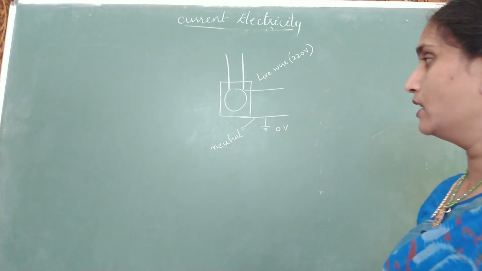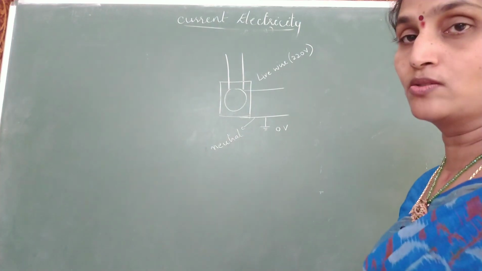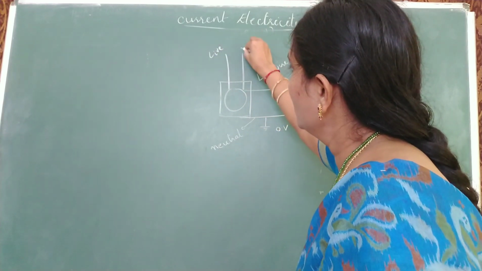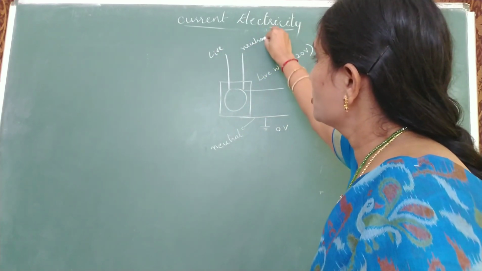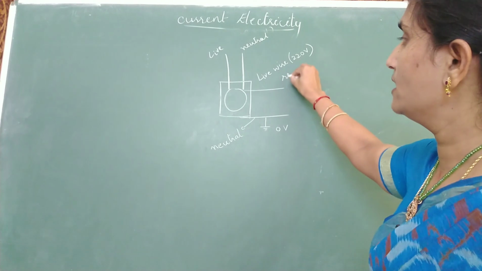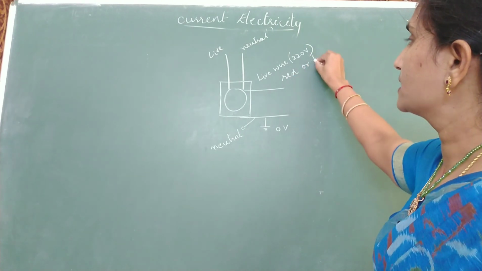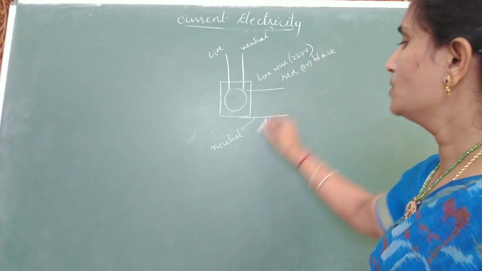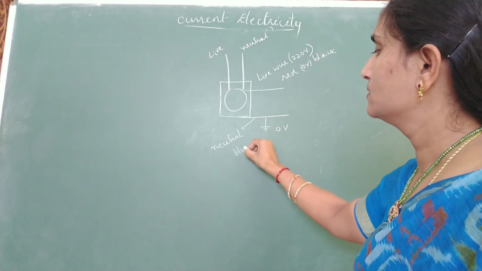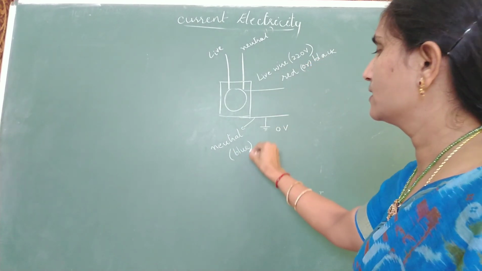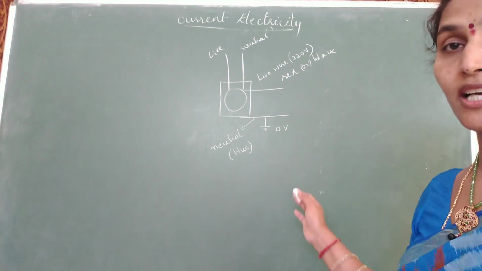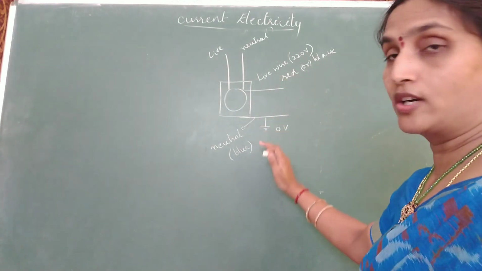Okay, there are certain colors we also use while making household connections, for the live wire and the neutral wire. Generally for the live wire, they use red or black, whereas for neutral we are supposed to use blue. This is the general coding we are supposed to use, but nowadays wires are coming in various colors and they use them accordingly.